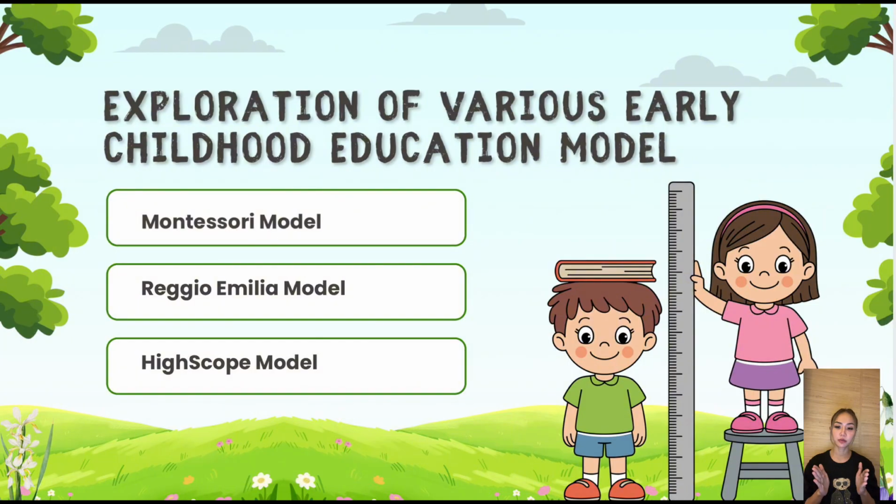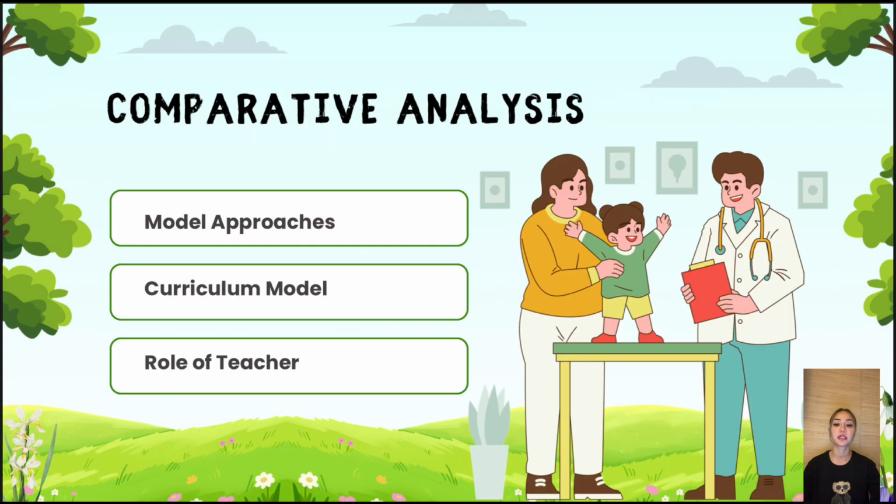The HighScope approach promotes independence, language development, social skills, decision-making skills, and communication skills. Now let me pass on to the next slide. The next slide is a comparative analysis of these three models.